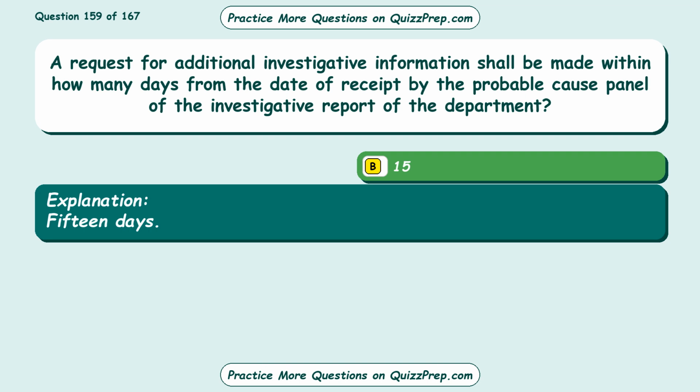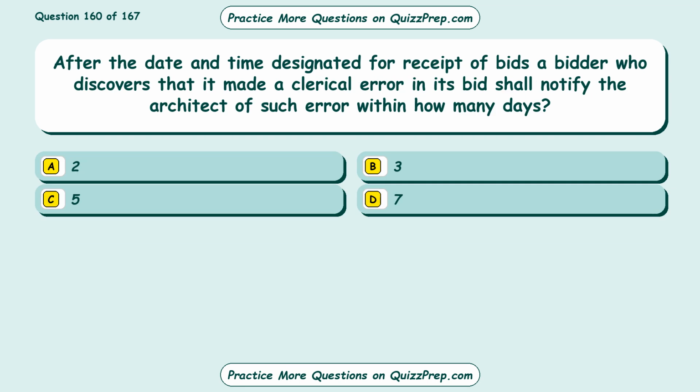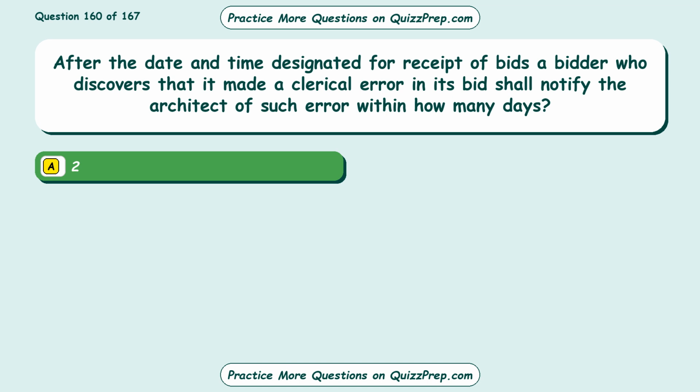15 days. Question 160. After the date and time designated for receipt of bids, a bidder who discovers that it made a clerical error in its bid shall notify the architect of such error within how many days? Option A, 2. Option B, 3. Option C, 5. Option D, 7. The correct answer is option A, 2.